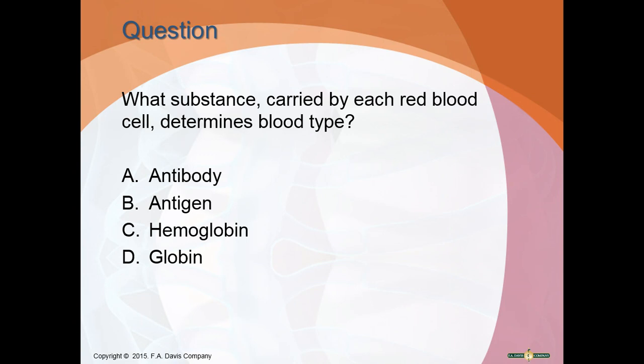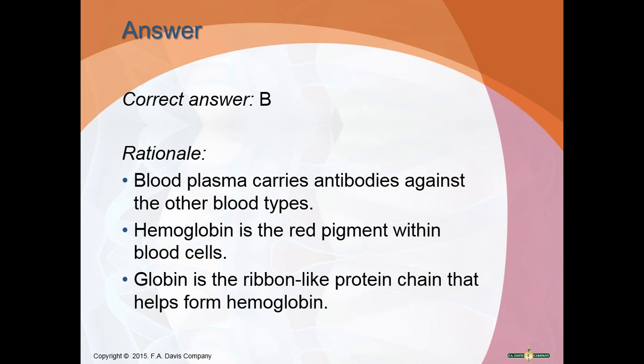So the question is, what substance carried by each red blood cell determines the blood type? Is it an antibody, an antigen, a hemoglobin, or a globin? It's an antigen. Okay, so this concludes chapter 13, and we're going to go on with chapter 14 next.